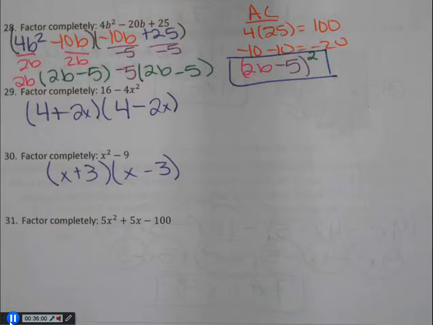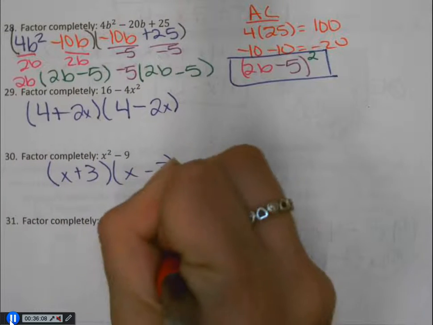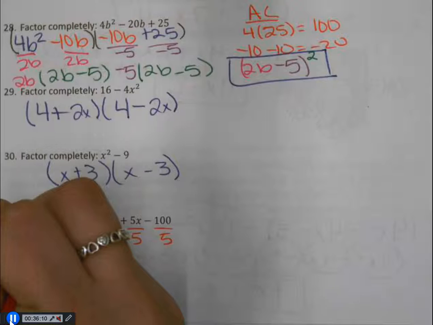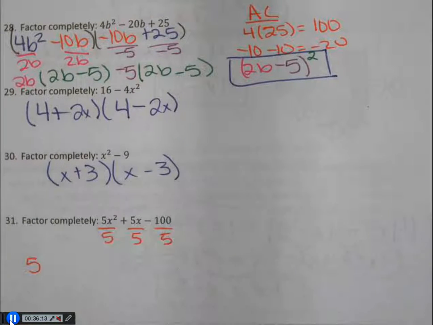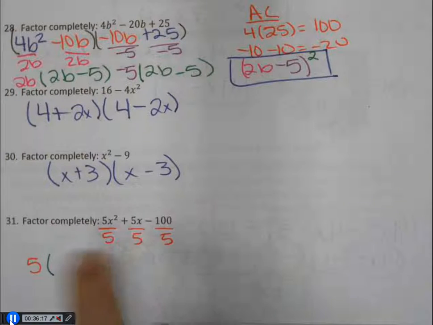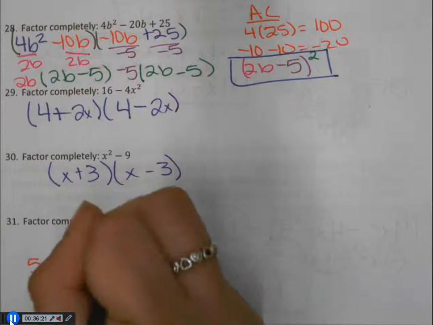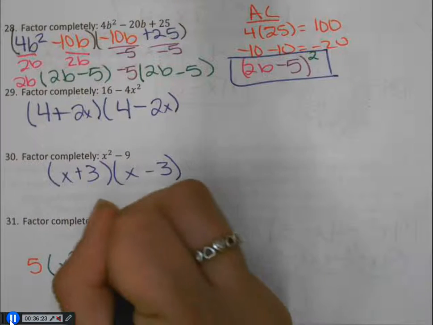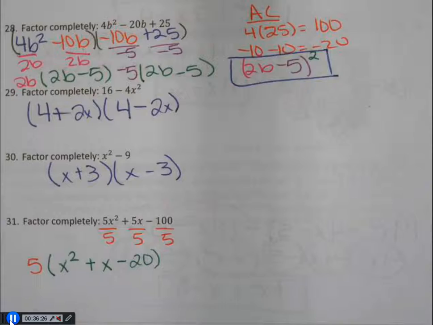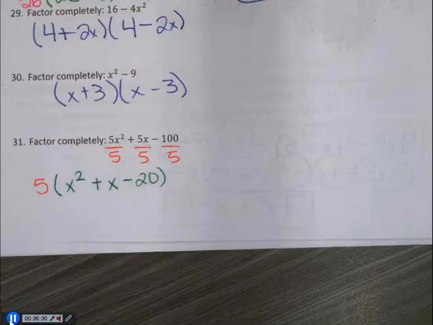Okay, number 31, it wants me to factor completely, but notice all three of these numbers can be divided by 5. So I'm going to start off by dividing them all by 5 to make things easier on me so I don't have to do the AC method. So I'm going to write 5 out front, and then what I get left over, so 5x squared divided by 5 is just x squared, 5x divided by 5 is just x, and 100 divided by 5 is just negative 20. So now I'm looking for what multiplies to negative 20 and adds to 1.